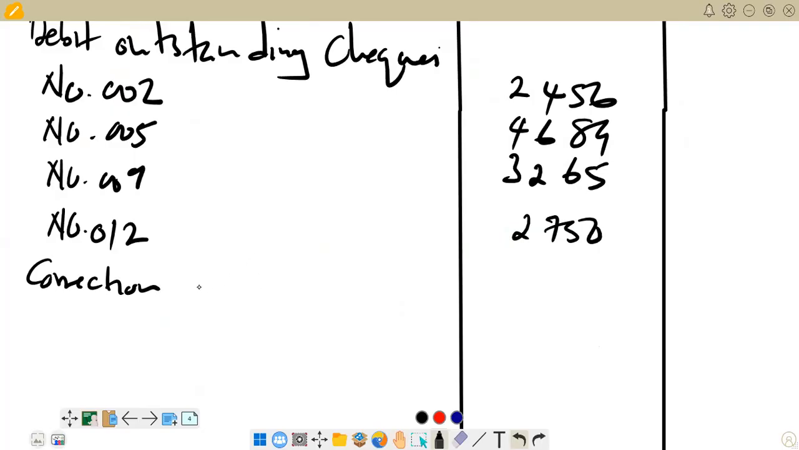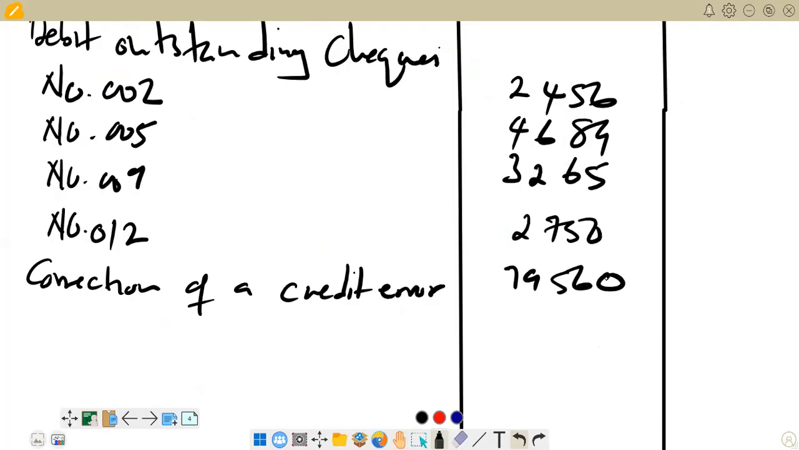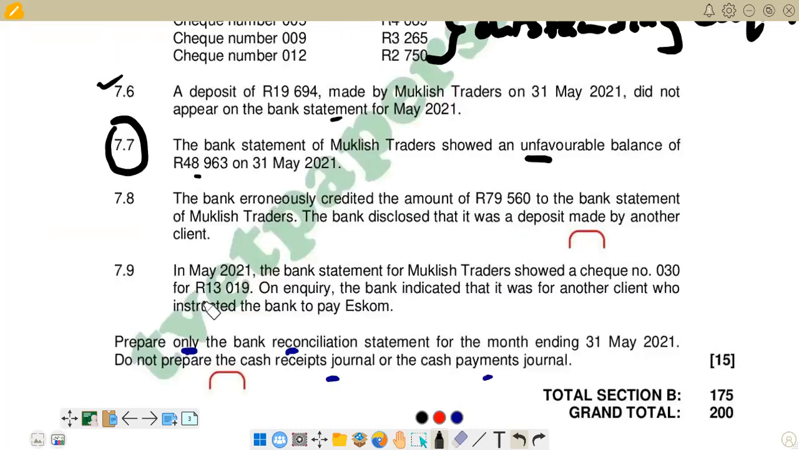Correction of a credit error. So this is now 79,500 and 60. Then we check the other one, that is maybe the last one.